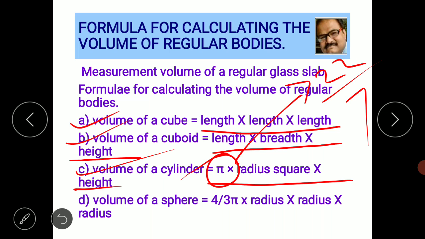Alright, now last but not the least, the volume of a sphere. If we have to find it out, we apply the formula 4 by 3 pi multiplied by r cube, r raised to the power 3, means radius multiplied by radius multiplied by radius. So in this way, by applying the formulas for calculating the volume of regular bodies, we can find out the volume.